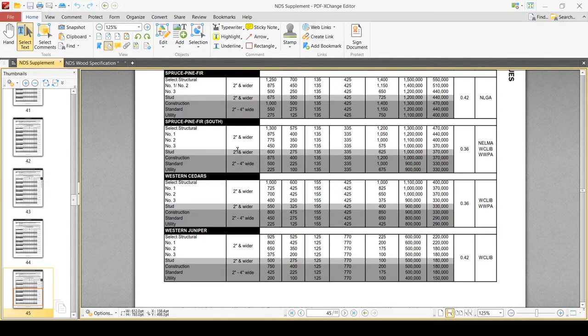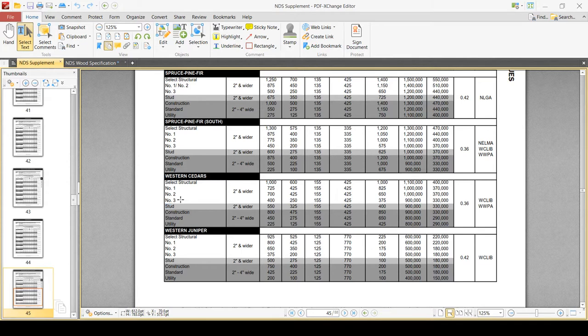Oftentimes you'll see a pile or a shipment of lumber where they're not going to the trouble of an expensive separating of everything into exactly, okay, this is grade number one, this is grade number two, this is grade number three. Rather, they're saying, we're not going to go through all the trouble of sorting everything into exact, perfect, discrete grades, but what we do guarantee is everything in this pile is number two or better. So in other words, if I buy something from that pile, it could be a number two, it could be a number one, it could even be up at select structural, but it won't be down at stud, number three, construction, standard, or utility.